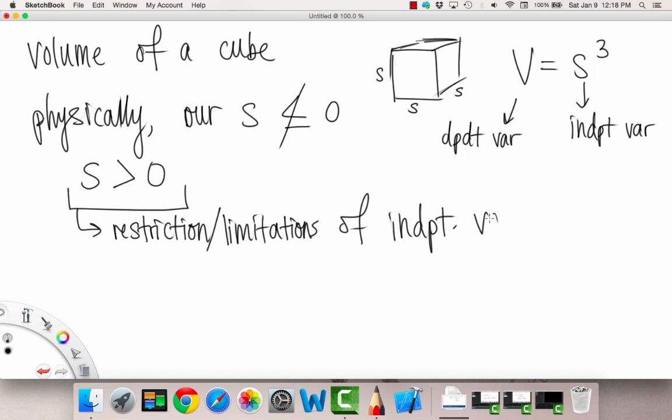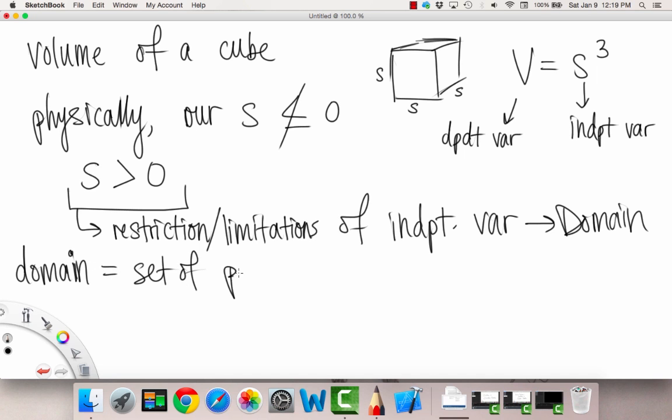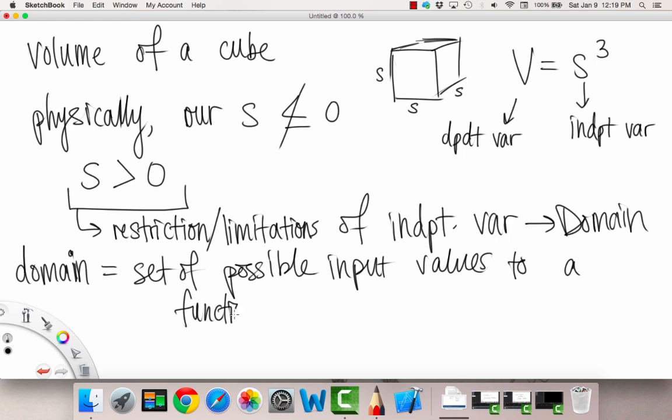This restriction on our independent variable leads to what's called our domain. Let me define what a domain is. The domain is equal to the set of possible input values to a function. Basically, what can you make your independent variable be? What is it allowed to be?